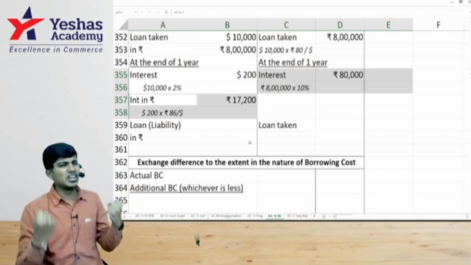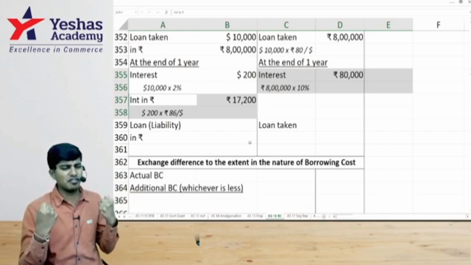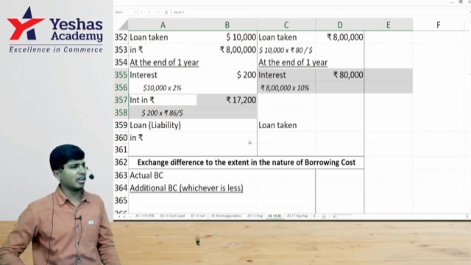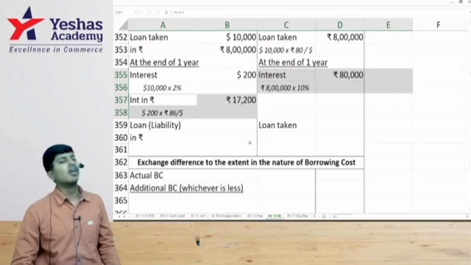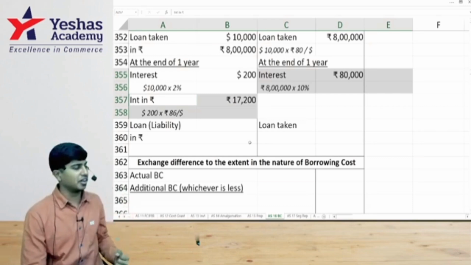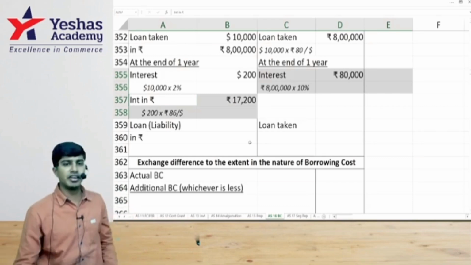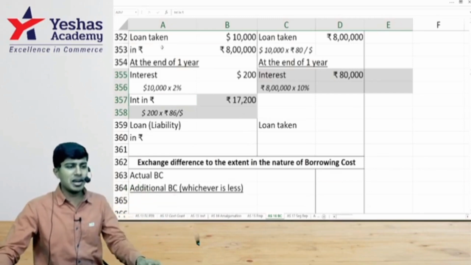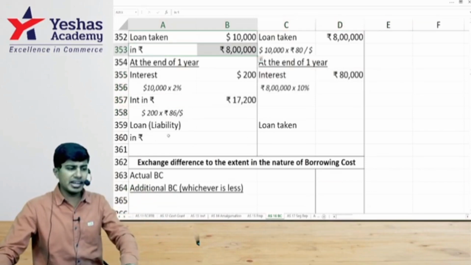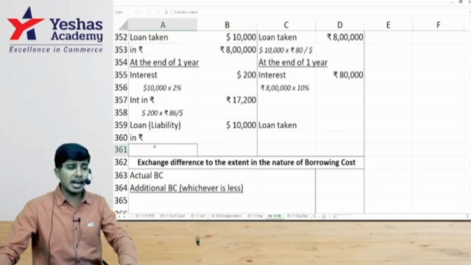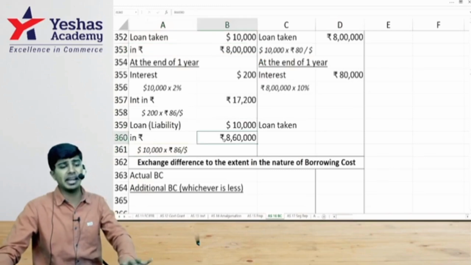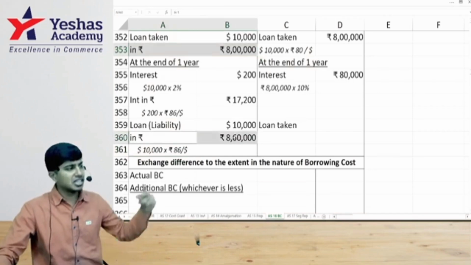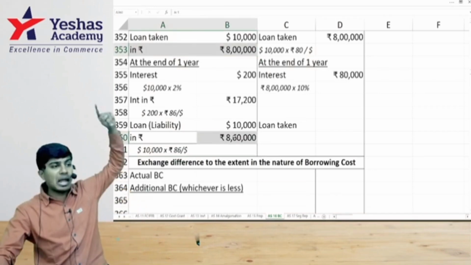Yes, I saved 62,800 rupees. Am I right? Yes or no? I've not saved it. That has been compensated by an increase in the liability. Liability was 8 lakh in the beginning. At the end, it is the same $10,000, but at 86 rupees per dollar, which has become 8 lakh 60,000. Loan was 8 lakh, it has become 8 lakh 60,000. A 60,000 increase is there in the liability.